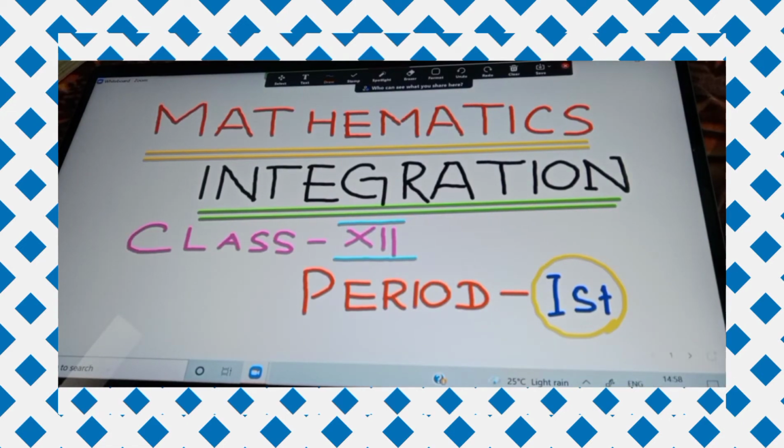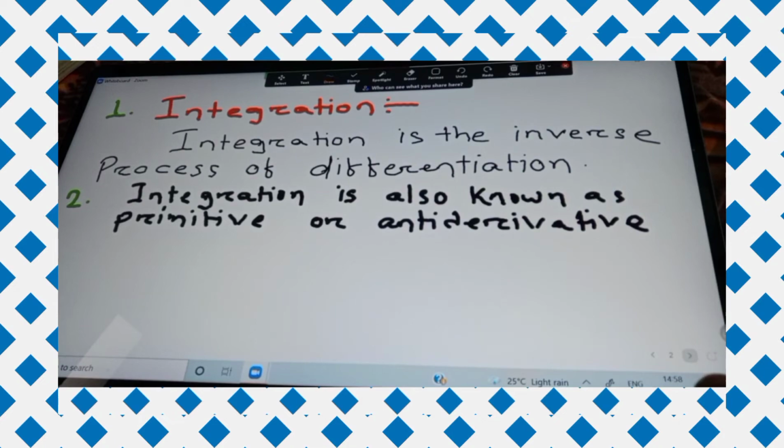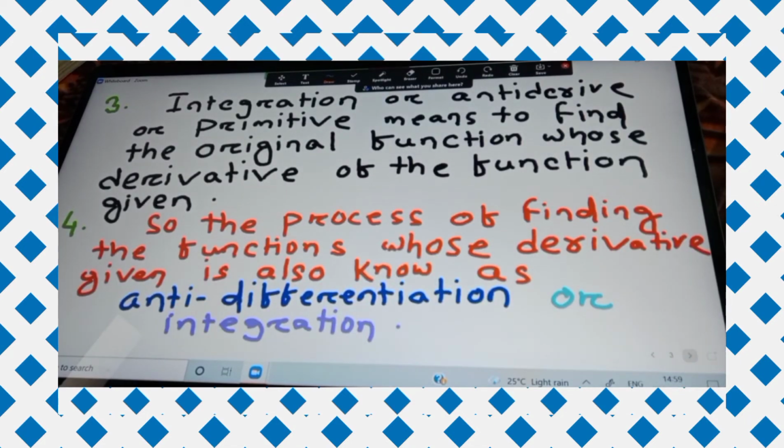Here you see the concept of integration. In this class I am going to discuss the definition and concept of integration, the meaning of integration, and important vital formulas. The integration is the inverse process of differentiation. Integration is also known as primitive or antiderivative. Integration or antiderivative is to find the original function whose derivative is given. So the process of finding the function whose derivative is given is also known as antidifferentiation or anti-integration.